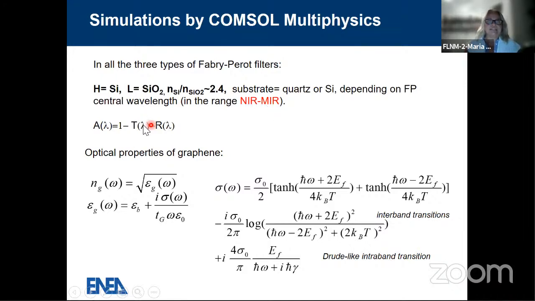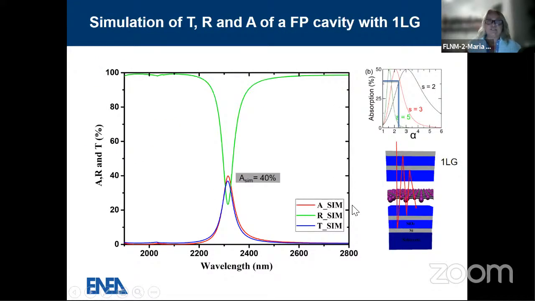We have simulated the transmittance and reflectance by COMSOL Multiphysics using the electromagnetic wave module, inferring the absorption by this formula, and the optical properties of graphene are expressed by these formulas. This is the first result of our simulation. We have seen that for a single layer graphene inserted in the optical cavity, the simulated absorption is about 40%, in perfect agreement with results of simulation also reported by other authors.